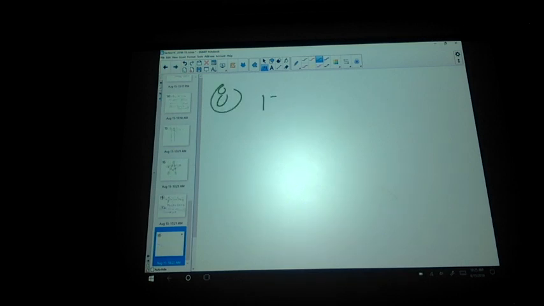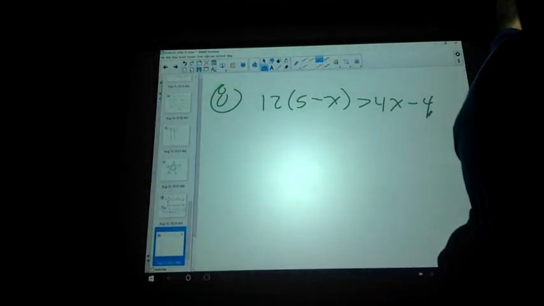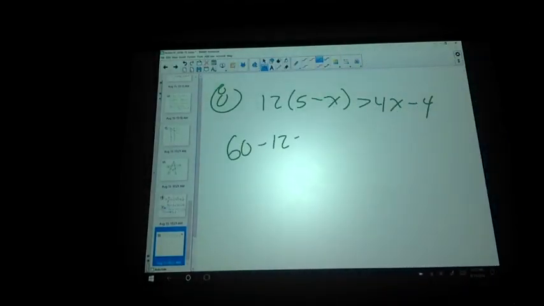Over your shoulder. So 12 times (5 minus x) greater than 4x minus 4. Is that the right one? All right. I think I could distribute over the parentheses. So I'm going to get 60 minus 12x is greater than 4x minus 4. Agree?